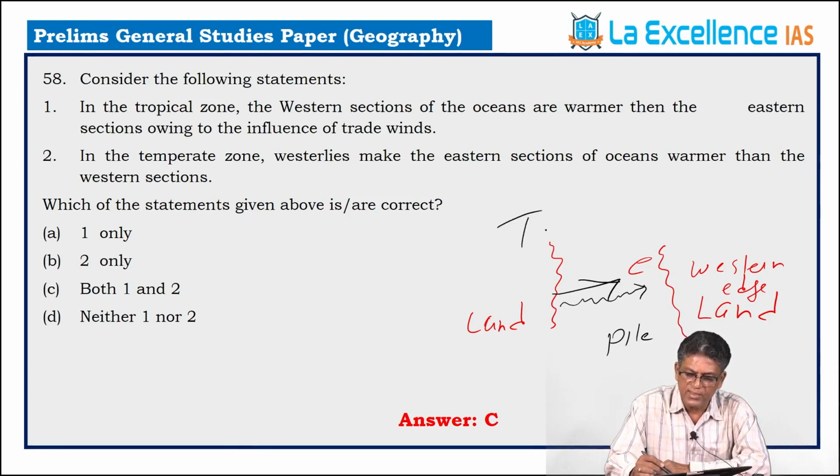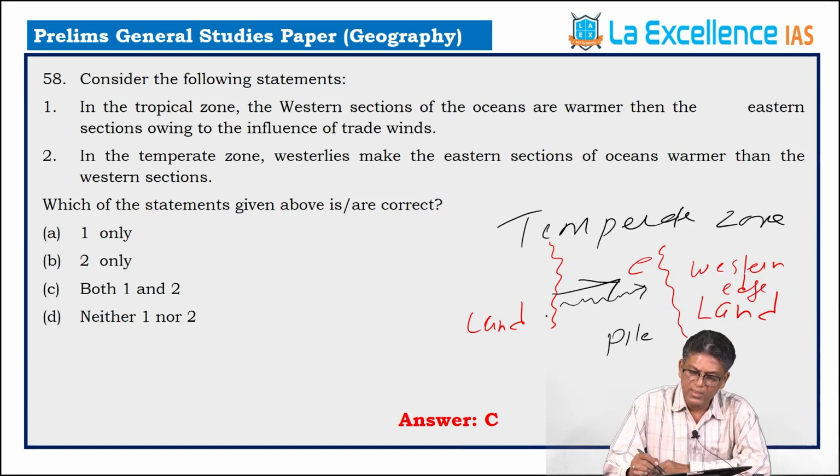in the temperate zone, winds are blowing from land to sea like this. The westerlies are the winds here, the westerlies are blowing from land to sea, which we call as offshore.